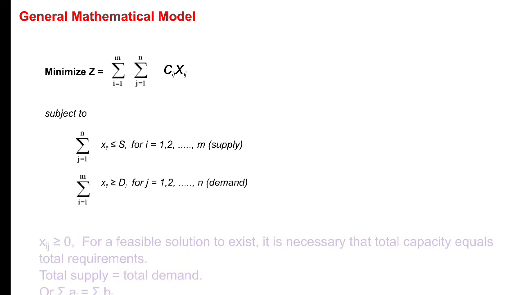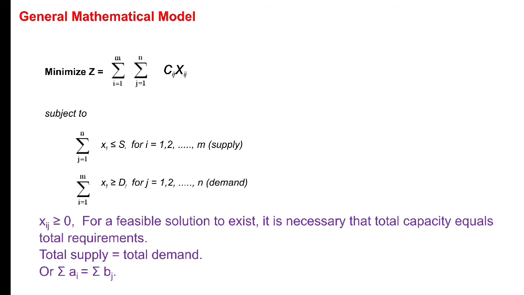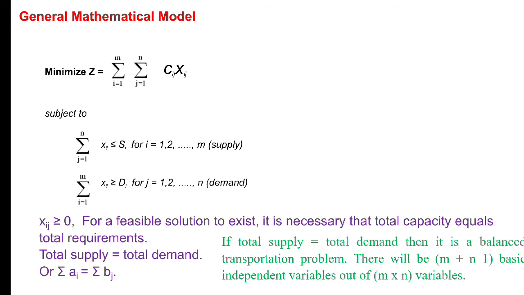Always xij, the decision variables, are greater than or equal to 0. For a feasible solution to exist, it is necessary that total capacity equals the total requirement. This is the only way we need to set it here. The problem is total supply equals total demand. If it is unequal, we need to make a balance and make the values equal: summation ai equals summation bi. If total supply equals total demand, then it is a balanced transportation problem. There will be allocation of m plus n minus 1 basic independent variables out of m into n cells. It is a matrix format with m rows and n columns, in which we are going to find these values.